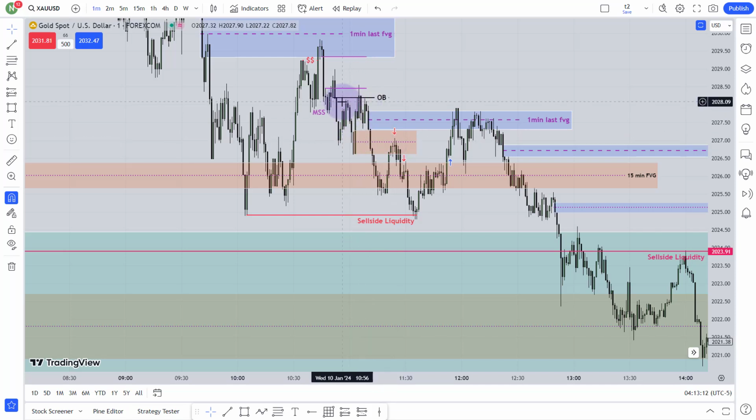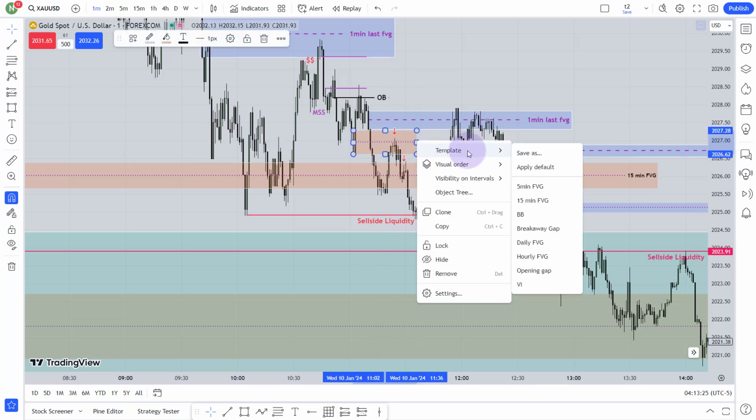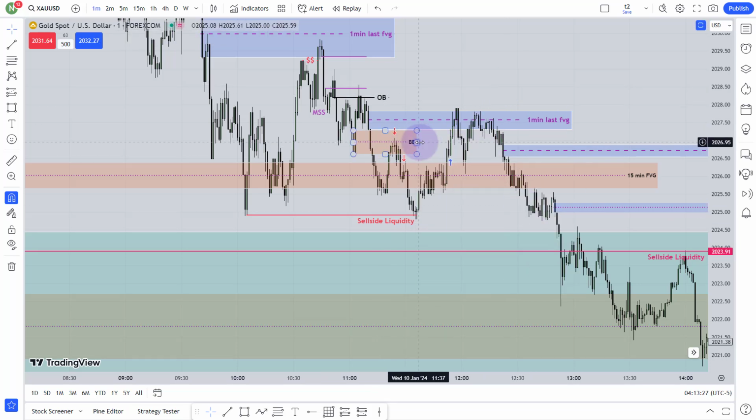There was another setup. The market has taken buy side liquidity, market structure shift. This is the entry fair value gap. This is the last minute fair value gap, or the breakaway gap. So price came to this fair value gap. At the same time, there was the breaker block. So I took my entry over there, and I have uploaded the live entry video to my channel.